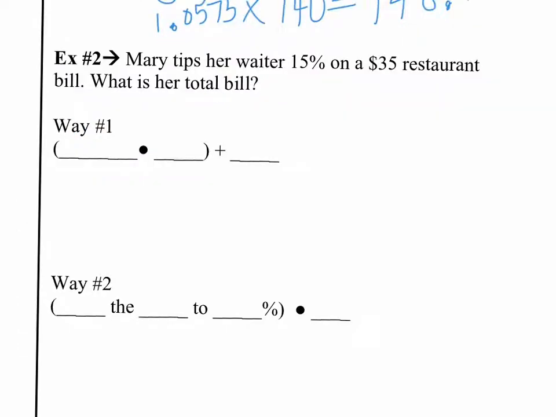Example number 2. Mary tips her waiter 15% on a $35 restaurant bill. What is her total bill? Way 1, we'll do the same way we did on the other problem. Take the price and multiply by the tip rate, and then add that back to the price of the meal.